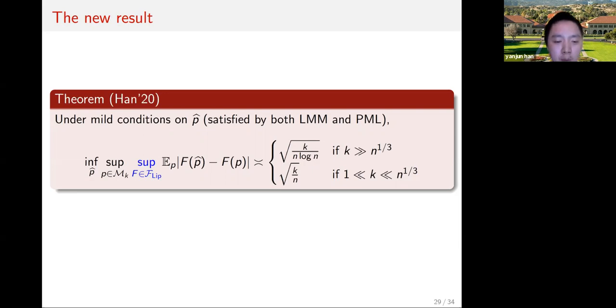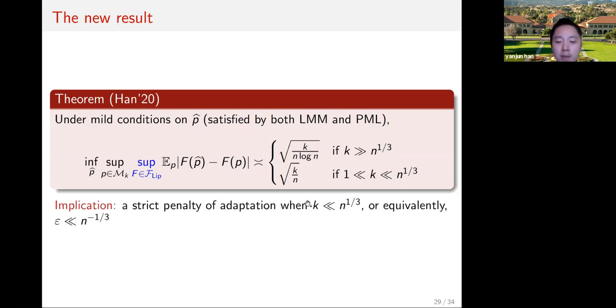Okay, now to appreciate this result, this simply shows that the adaptive minimax risk also exhibits an elbow effect in this scenario. So when k is much greater than n to the 1/3, this result means that the adaptive minimax risk is the same as the non-adaptive minimax risk, meaning that here we could achieve full adaptivity without paying a price.